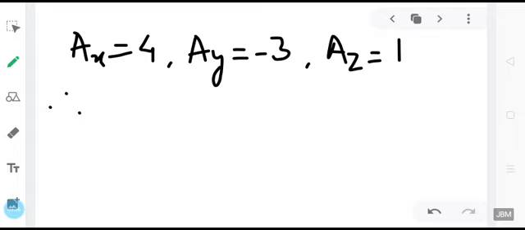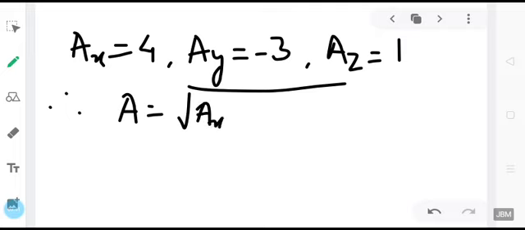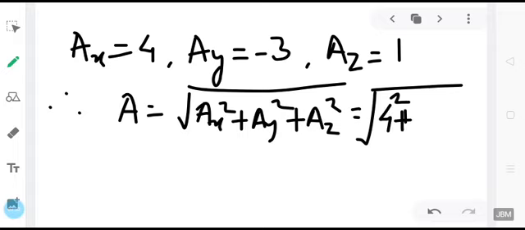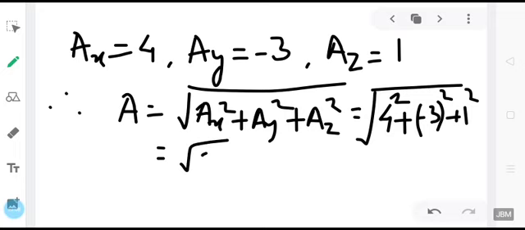Therefore, A will be equal to root over AX square plus AY square plus AZ square. That will be equal to root over 4 square plus minus 3 square plus 1 square. That will be equal to root over 26. 4 square is 16 plus 3 square is 9 plus 1. So 16 plus 9 plus 1, that is root 26.